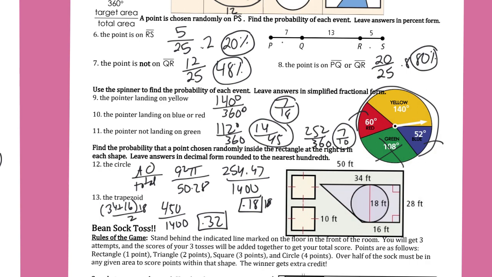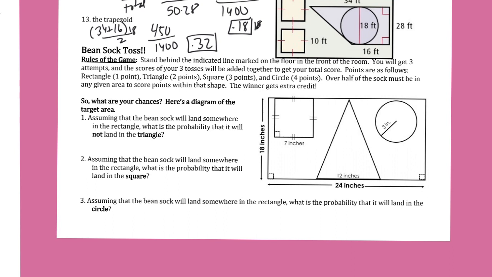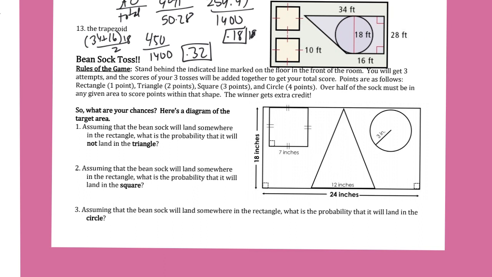So I think the big thing is, can you find the area of the spot you're wanting and put it over the total? The next one says, what's the probability that you will not land in the triangle? Well, the easiest way to figure out that is to say, what's the total? And the total of the shape is going to be the area. So 18 times 24, that's 432. And so you don't want to land in the triangle. Okay, so you want the area of everybody else. So when you exclude the triangle, we can take the total and subtract out the triangle.